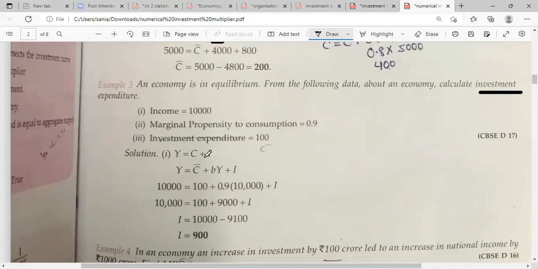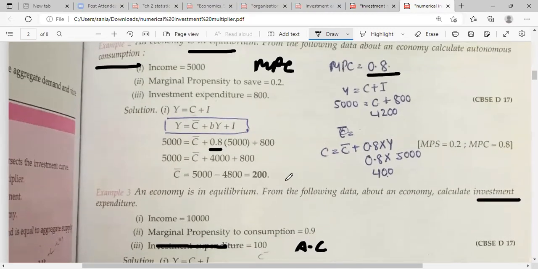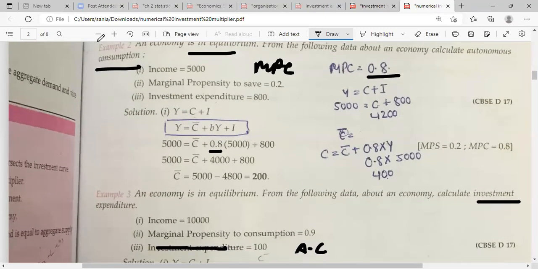See, this 100 they have written is not investment expenditure basically. This is your consumption, autonomous consumption. Clear? So I hope now you can find it out. Autonomous consumption means that C bar. They can even write consumption expenditure. But if they have asked you to calculate investment expenditure, then of course you will go for this only.